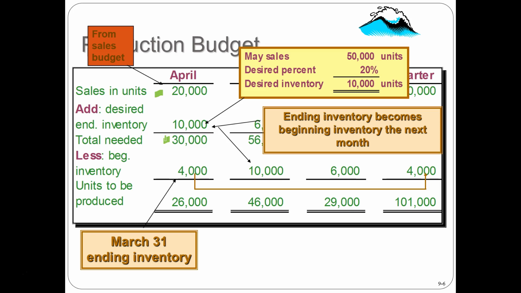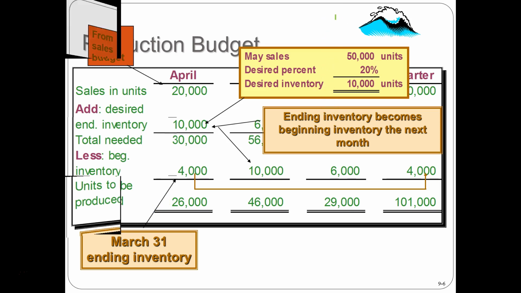But of course we do. We have inventory from last month. So this is what we would have to produce if we had nothing in the warehouse already, but we already have 4,000 in the warehouse. Therefore the 30 minus the 4 is the 26. Those are the units we need to produce for Breakers.